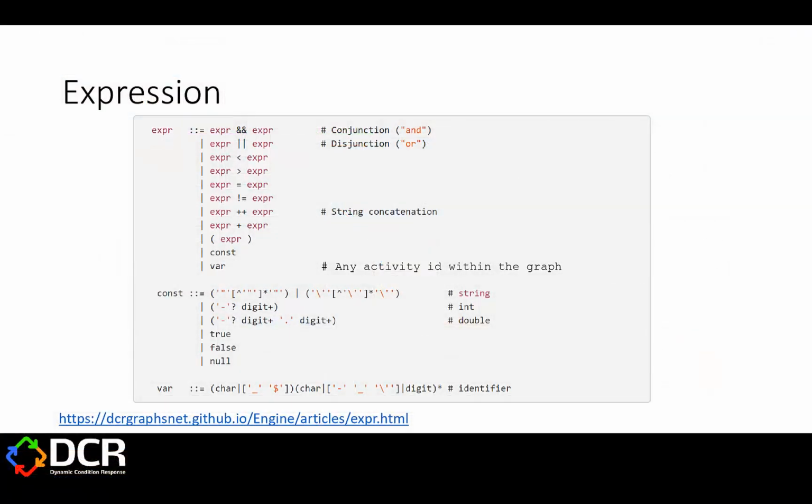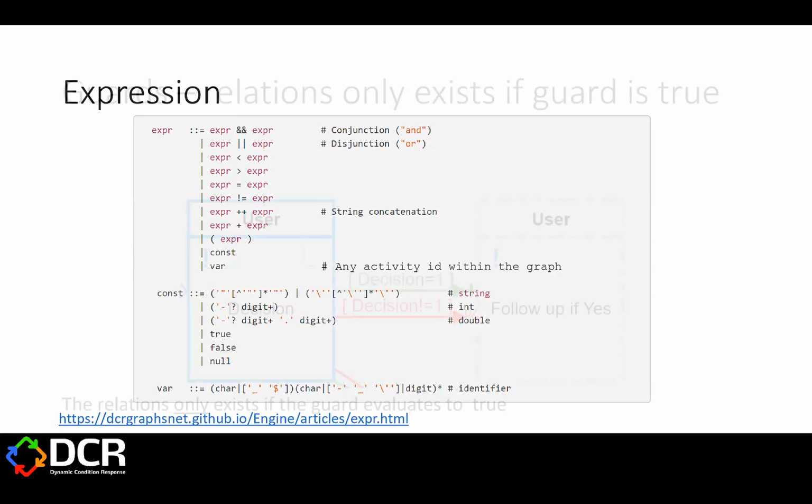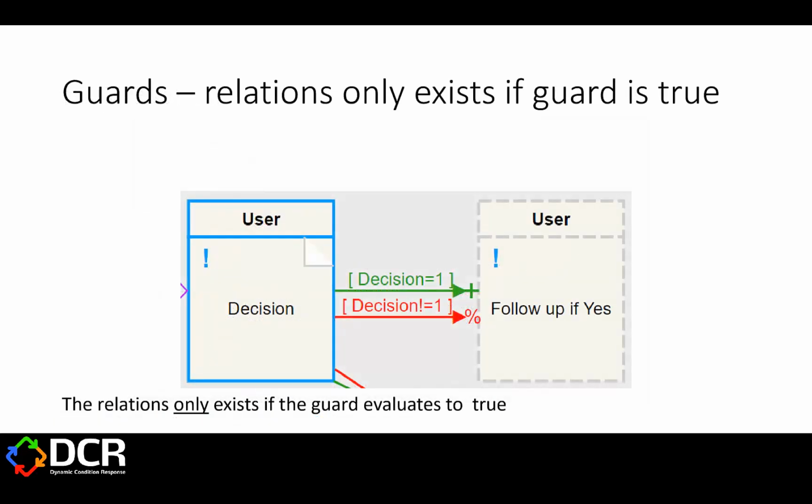Guards are controlled by expressions. The formal definition is shown here and can be found at the link below. The expression language supports and, or, less than, greater than, equal, not equal to, and so on. Variables are any activity in the graph. Let's look at the guards again. As we saw before, if the decision was 1, we include the follow-up if yes, as this guard evaluates to true. So the point is that a relation only exists if the guard evaluates to true.